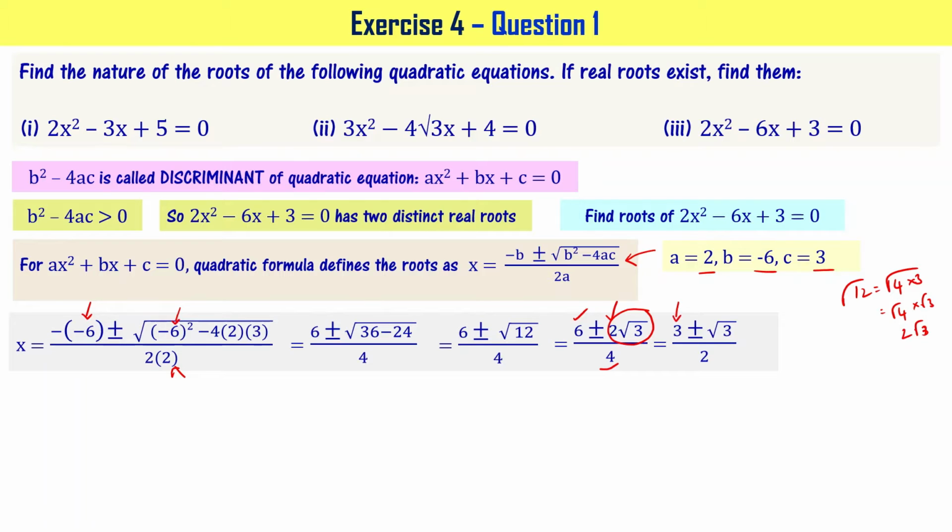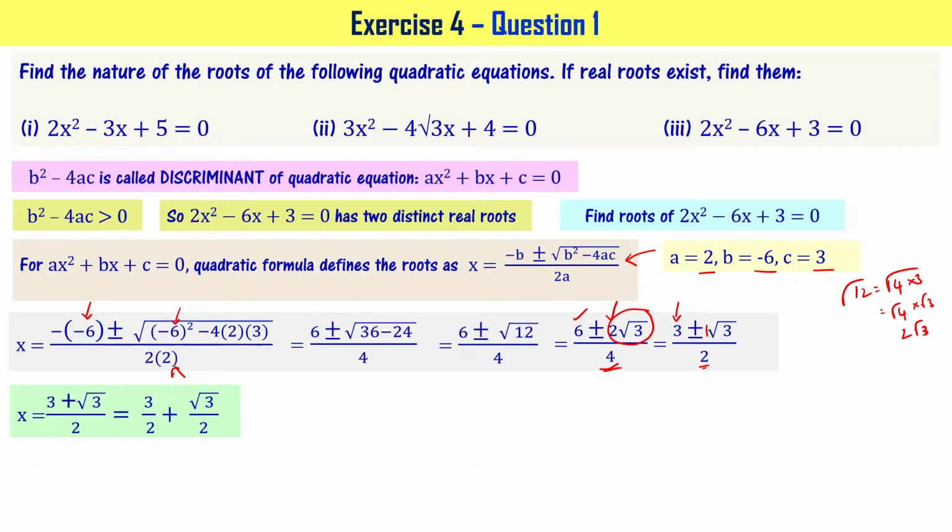6 can be written as 3 times 2, and 2 can be written as 1 times 2, and 4 can be written as 2 times 2, right? Now what you have is 3 plus or minus square root of 3 divided by 2. That is the value of x.